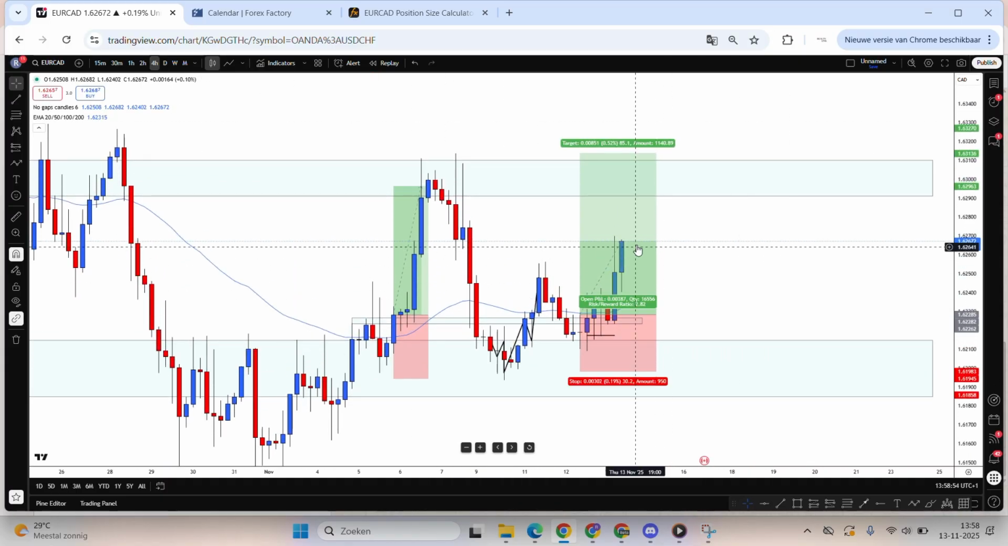If we close at this position right there, it is a 2.82. So if you risk 1,000 euros, you will gain 2,820. So it's a beautiful reward for the risk. And if we put the take profit even higher, we will make more money.